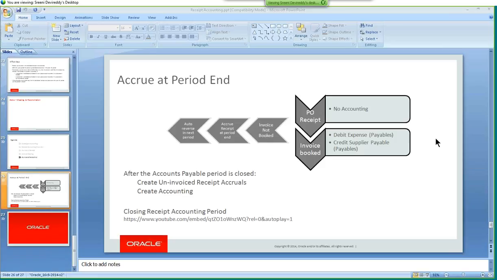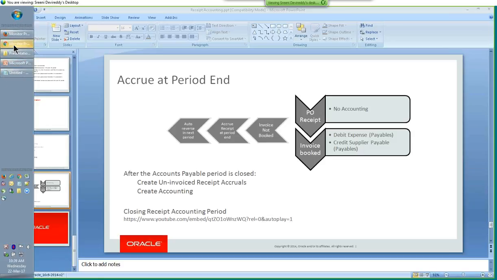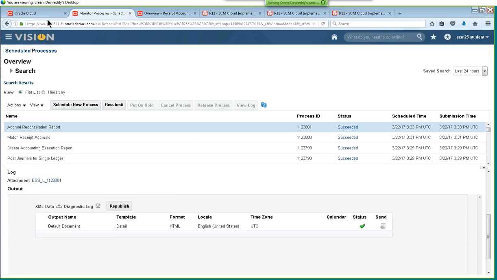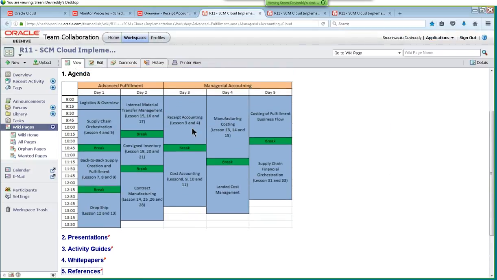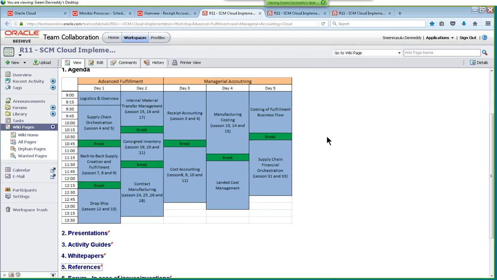Can you please point us to the exercises in the activity guide to practice these steps? These steps I don't think are there in the activity guide. This is something that I have come up with to make you understand the concept. But you can go to the activity guide and look at lessons 3 and 4. Those are the activities.